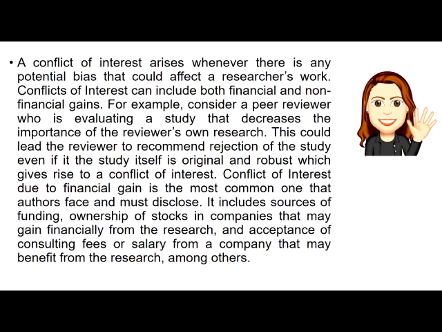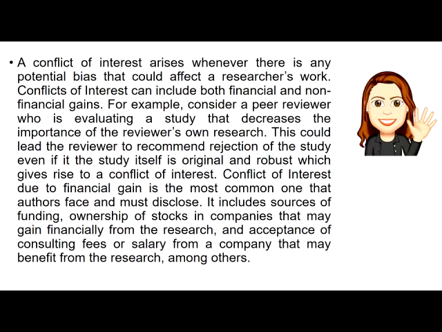A conflict of interest arises whenever there is any potential bias that could affect a researcher's work. Conflict of interest can include both financial and non-financial gains. For example, consider a peer reviewer who is evaluating a study that decreases the importance of the reviewer's own research. This could lead the reviewer to recommend rejection of the study even if the study itself is original and robust, which gives rise to a conflict of interest.